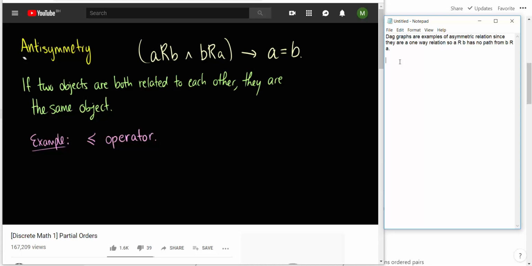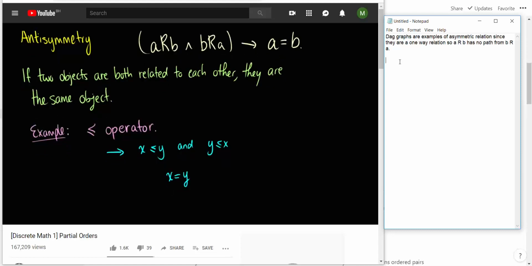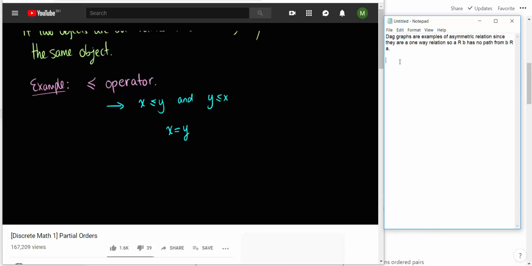So for instance, we have this less than or equals to sign operator. So if we have the case where X is less than or equal to Y, and we have the case where Y is less than or equal to X, then we're going to get that X is equal to Y, because that's the only way that these two values are going to make any sense. X has to be equal to Y. And another operator we can show this with is the subset relation.